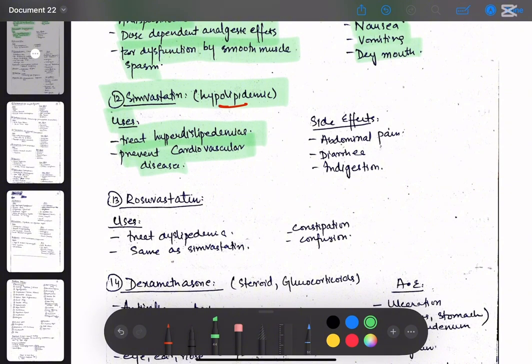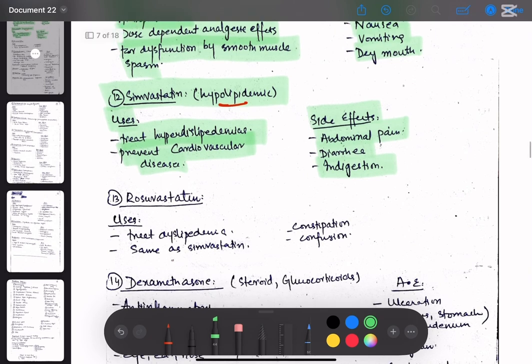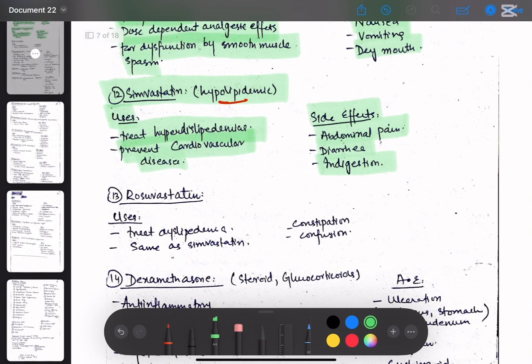The side effects of simvastatin are abdominal pain, diarrhea, and indigestion. What are the side effects? These are abdominal pain, diarrhea, and indigestion. So simvastatin is a hypolipidemic used to treat hyperlipidemias and prevent cardiovascular diseases, and the side effects are abdominal pain, diarrhea, and indigestion.